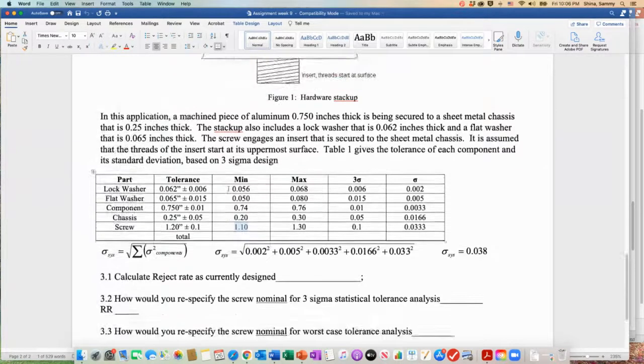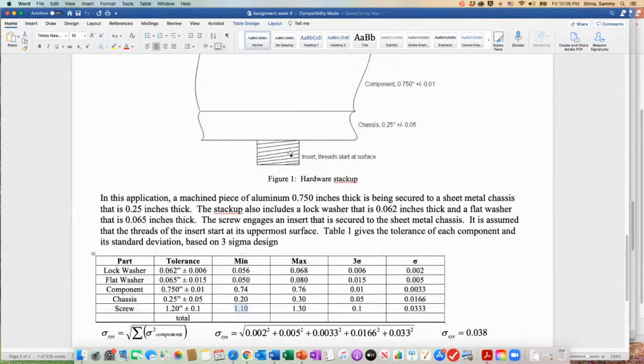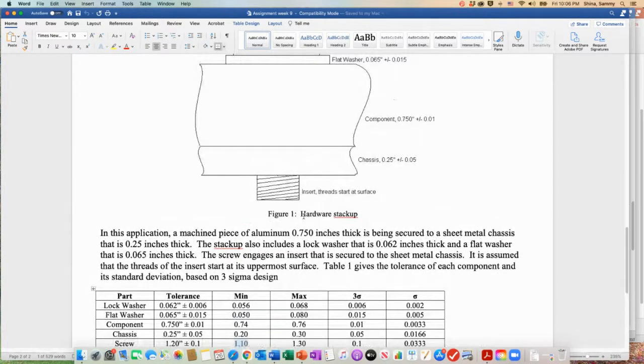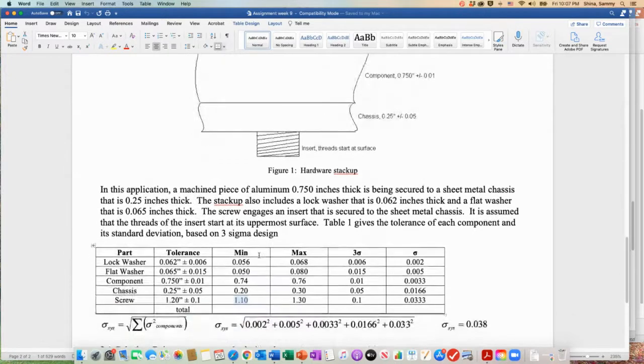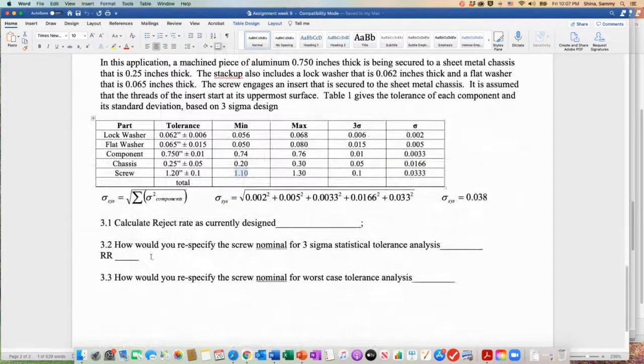What happened is they didn't want the screw to be too long because they had electronic components there, and they didn't want to short them out. So the screw was too short. So the reject rate was high, and they couldn't fasten all the components. So that's what you're going to work on for the first problem.